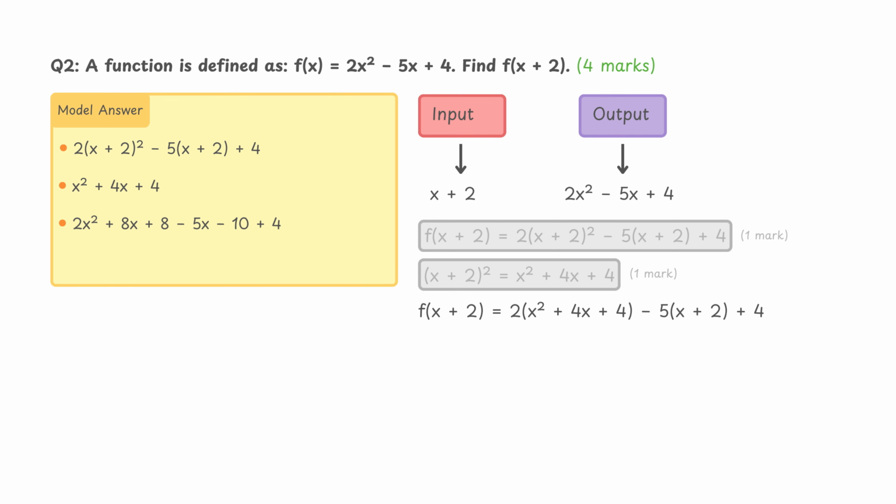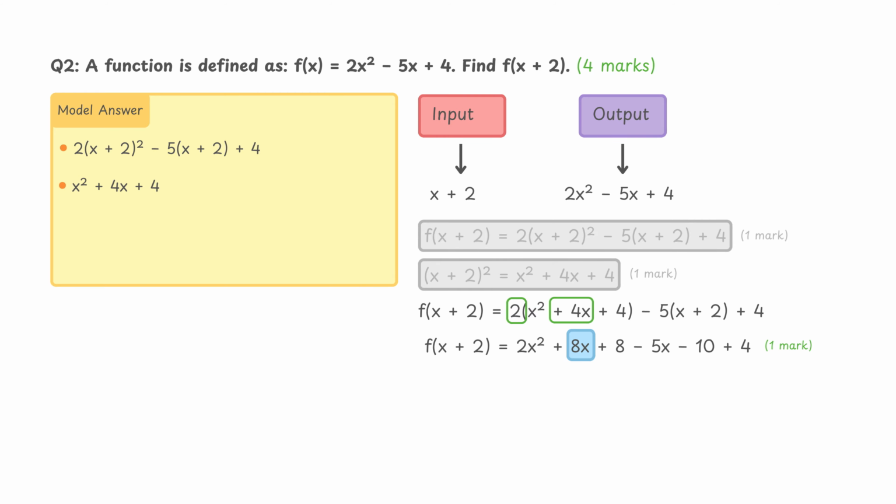Now we expand each part carefully. First, multiply everything inside the first bracket by 2. 2 multiplied by x squared gives 2x squared. 2 multiplied by 4x gives 8x. 2 multiplied by 4 gives 8. So the first part becomes 2x squared plus 8x plus 8.